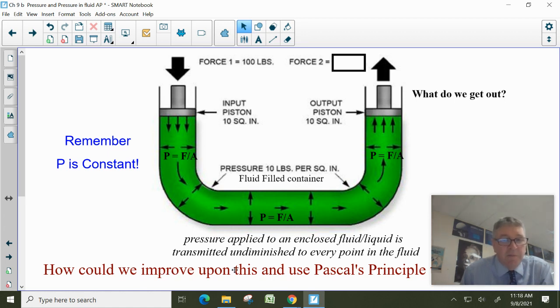Well, how can I improve upon this and use Pascal's principle to, for example, lift something heavy? If I put a piano here, I'd have to push down with a force equal to the weight of the piano to get the lift. Well, take a second to think about how I might improve the system to be able to lift a piano with my pinky or with my foot. My car, for example, gets lifted at the shop. When they take my car into the shop, they put it on a lift, they hit a button, and my car goes up. My car weighs 4,000 pounds. They do not apply a 4,000 pound force. They apply much, much less force.